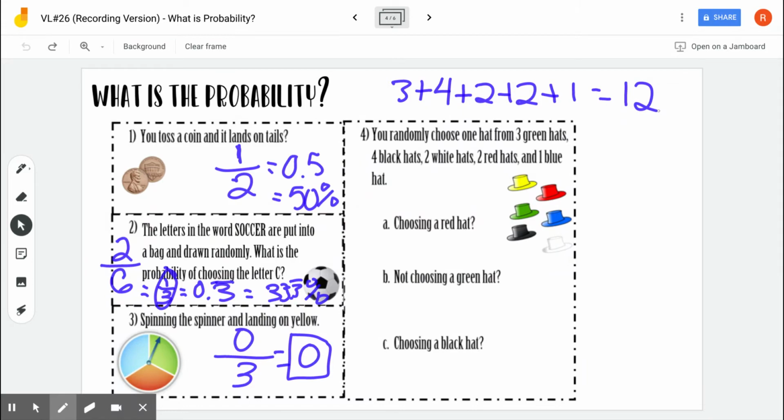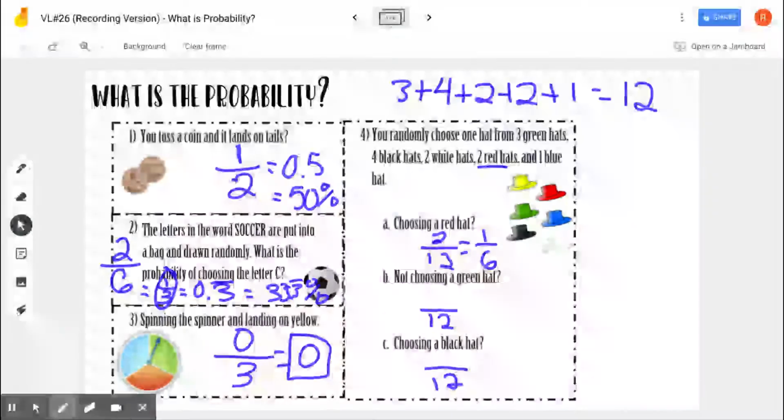I just wanted to give you a minute to try to figure it out yourself, but 12 is the correct answer there. Now, 12 is always going to be the denominator in this equation because that's the total number of outcomes. So choosing a red hat, you just need the number of red hats. And in this case, the number of red hats is 2. And this simplifies to 1/6. So the probability of choosing a red hat is a 1 in 6 chance, also known as 1/6 probability.